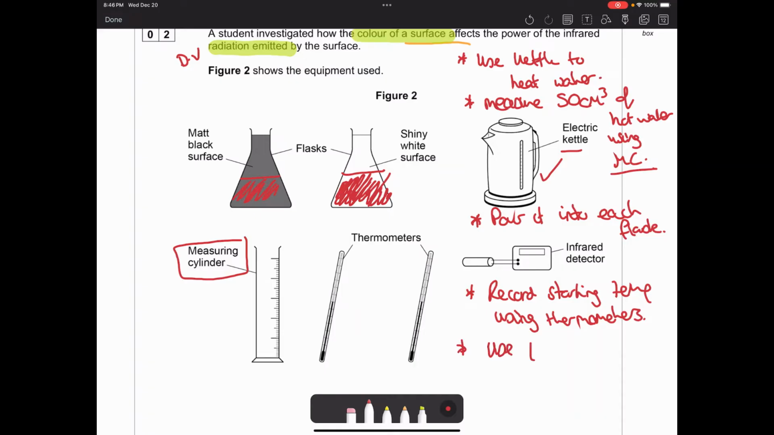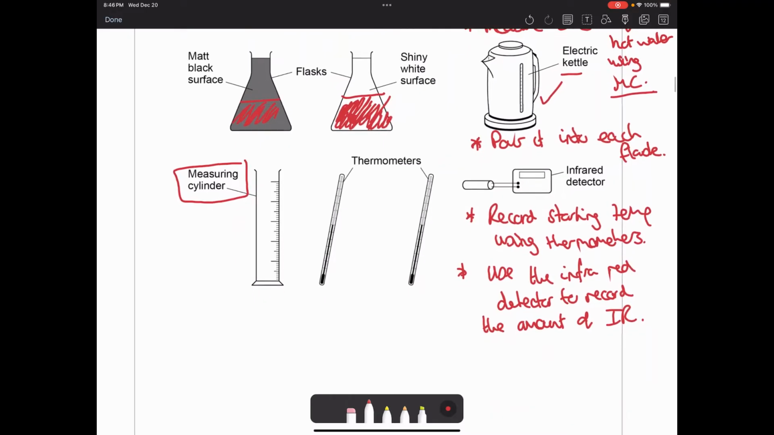You would then use the infrared detector to record the amount of infrared emitted from each colour. But to keep it the same, you would set the infrared detector at a set distance. So set it at 30 centimetres away from each flask and then record it.